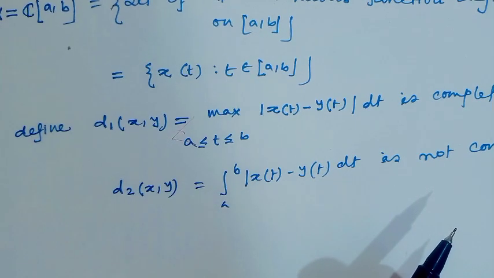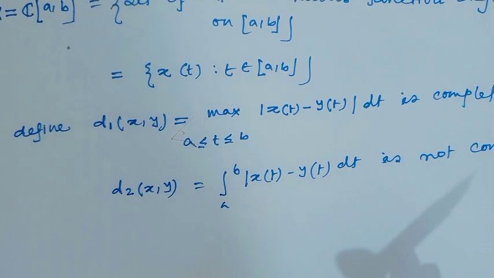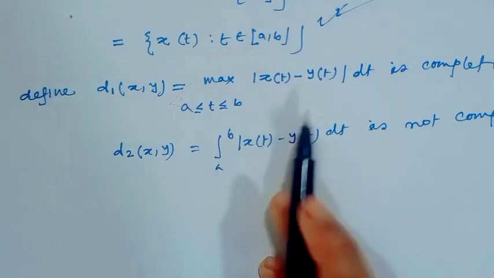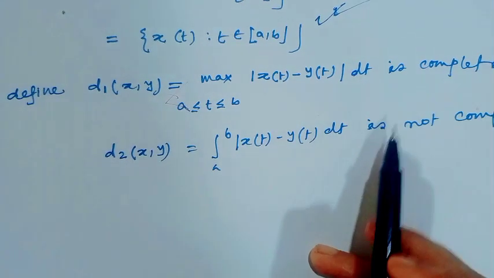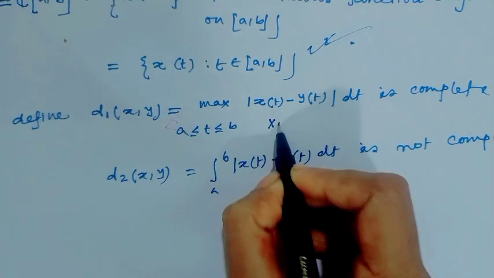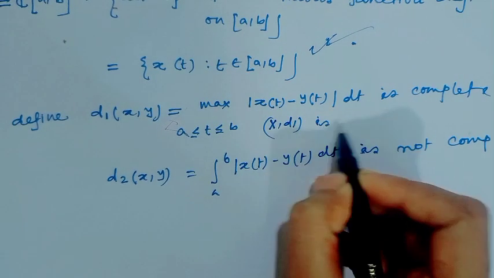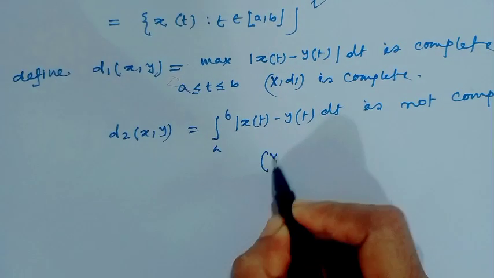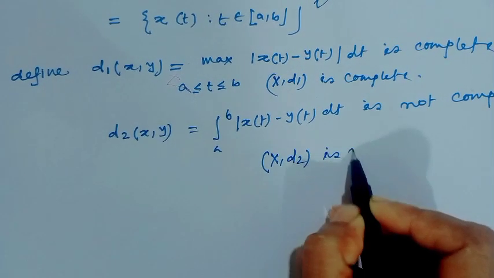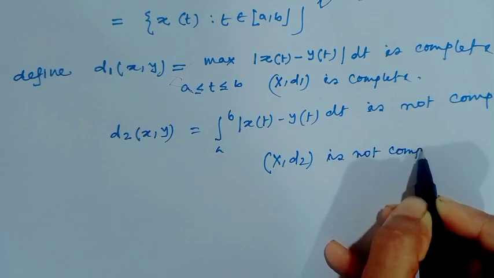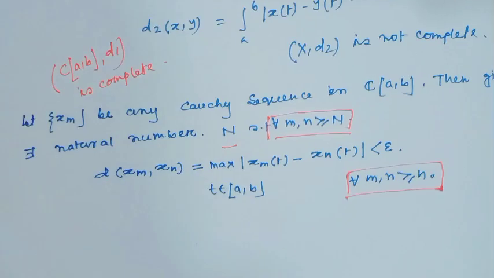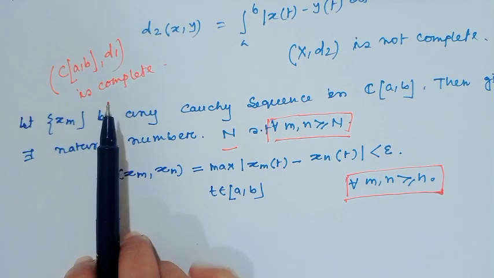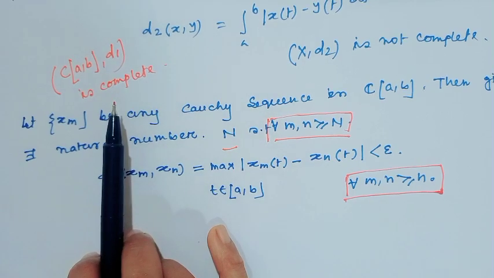Why not? This is very interesting. Here the space is the same, but I have defined two different metrics, and (X, d1) is complete, but (X, d2) is not complete. Okay, at first consider C[a, b] in the metric space d1 is complete.